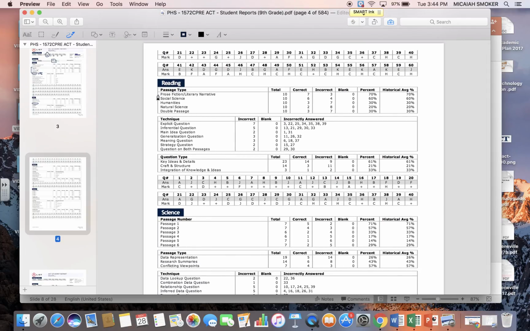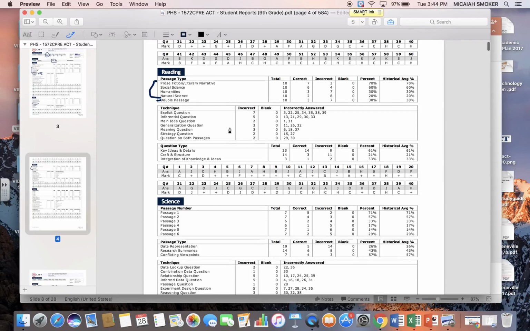Look at the reading. There are 4 passage types in reading that we talked about. One of those is a double passage. So you can see this particular student struggled with the double passage. They give you 2 passages. You have to analyze things inside and then even compare the passages. So you can see where they are on the 4 subject areas for the passage types.